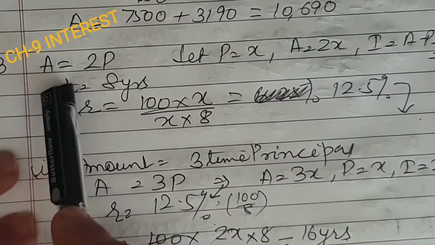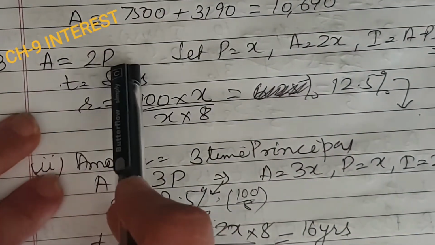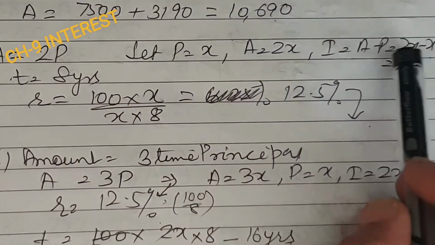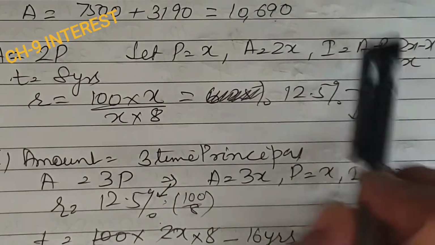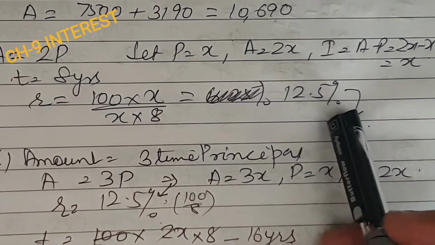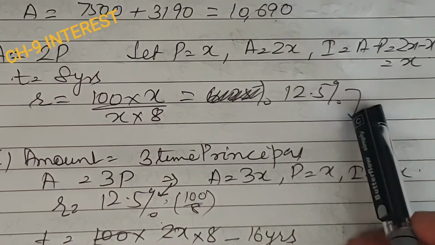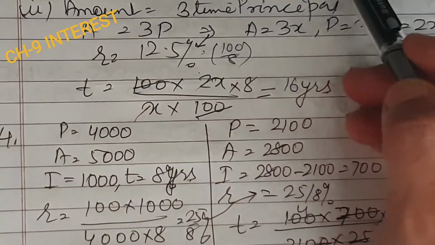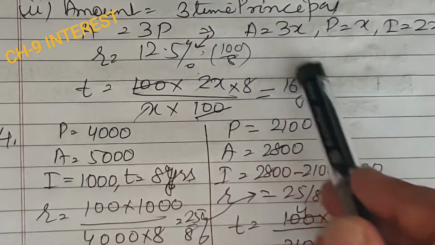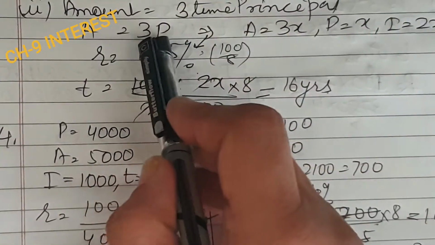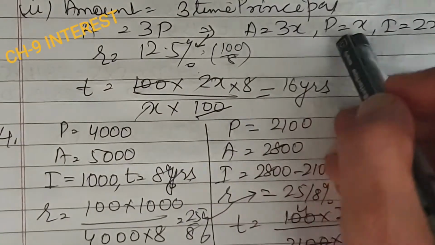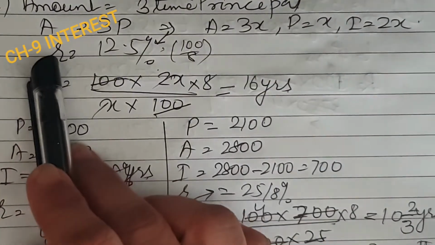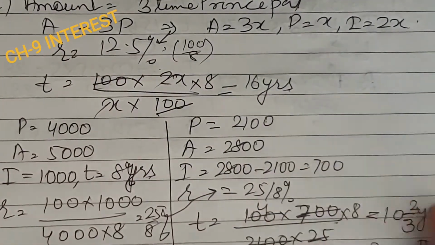In question number 3, again it is told that the money doubles itself. Doubles itself means principal is x, then amount will be 2x, then interest is equal to the principal, that is 2x minus x is equal to x, and time is 8 years. So we will find the rate, 12.5%. Now the second part is again the same. Here the amount becomes 3 times. Using this rate of interest, we will find in what time it will triple itself. So amount is 3x, principal is x, then interest will be 2x. Knowing the interest to be 2x, and r is given, we will solve it for t.